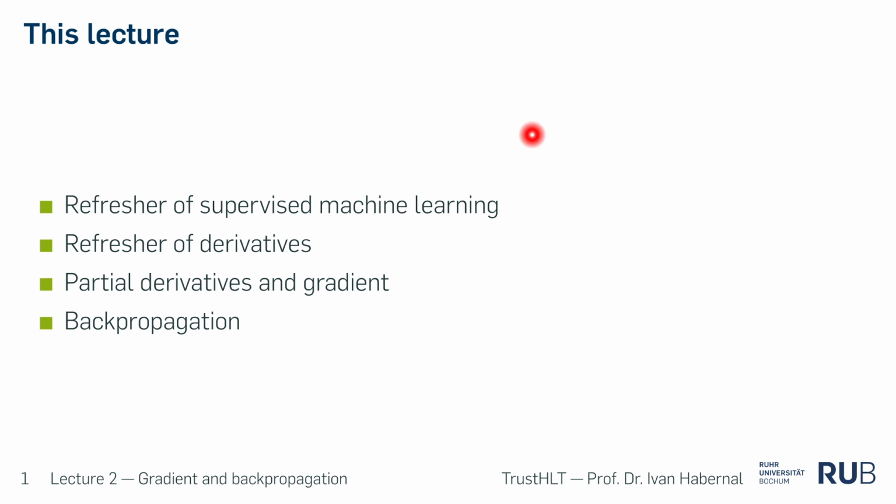Okay, so in this lecture we're going to start with a refresher on supervised machine learning, although I remember some of you had machine learning before, which is great. Then we go into a little bit of mathematics, of derivatives. Raise your hand if you love mathematics. Okay, good. And the rest, I don't know, it's complicated. So partial derivatives and gradient will be one part, and then the algorithm of backpropagation.